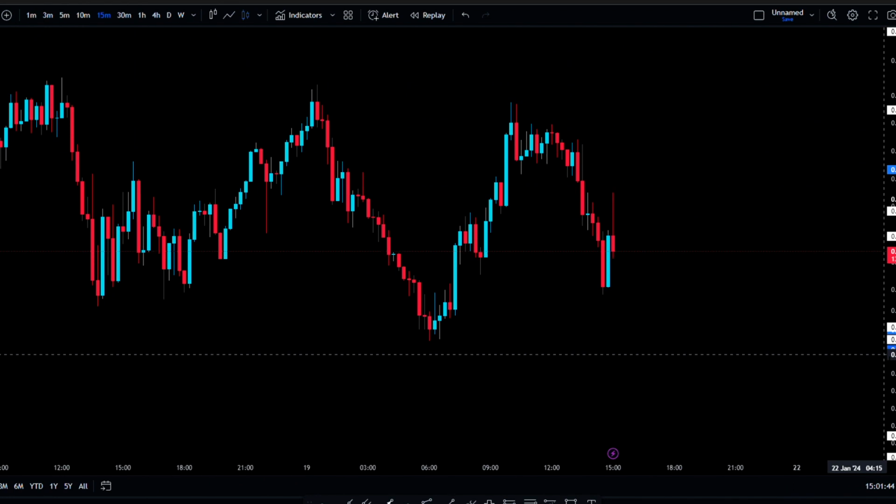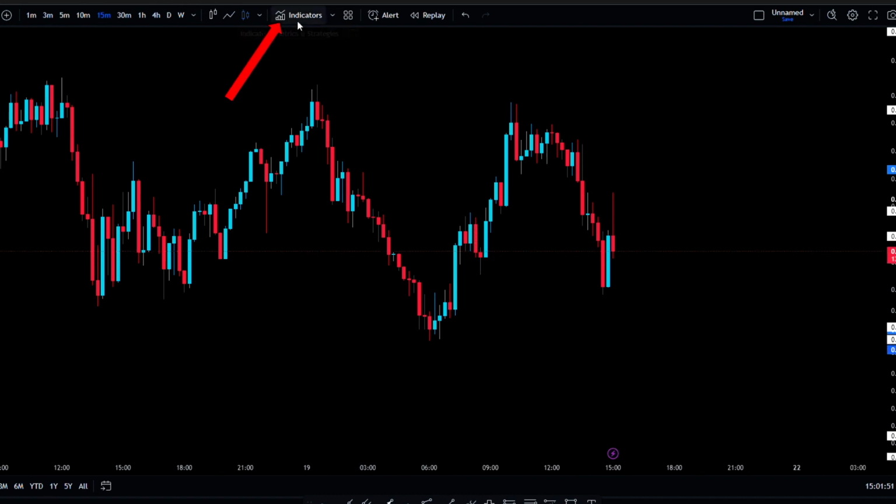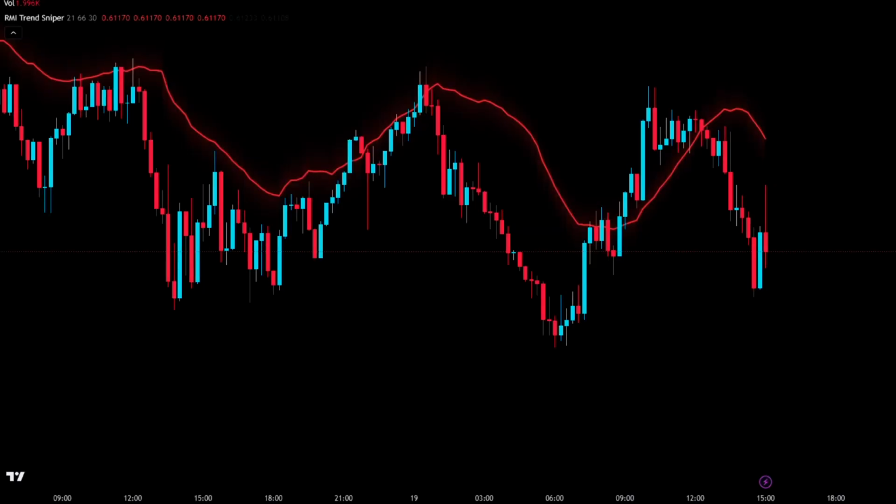Before we start, I'm using the price of NZD USD on the 15-minute time frame. So let's head on over to the Indicators tab, and we are going to search for the RMI Trend Sniper by TZAC88. Once loaded, let's head on over to the Indicators section.